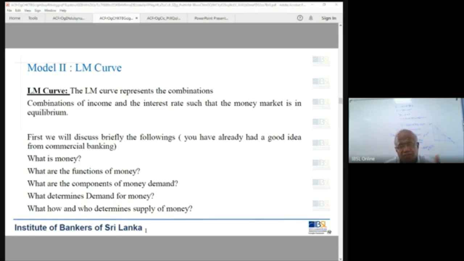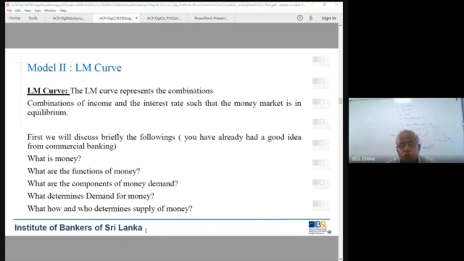Now, we know what is money. We discussed the types of money, barter economy, commodity economy, then the currency money, then the portfolio of assets, liquidity. Now we answer that question, what is money? Covered. What are the functions of money? Money acts as a medium of exchange. We know the meaning, to buy goods and services.